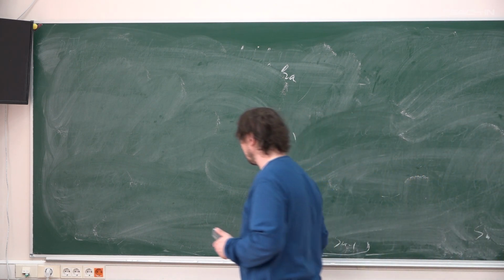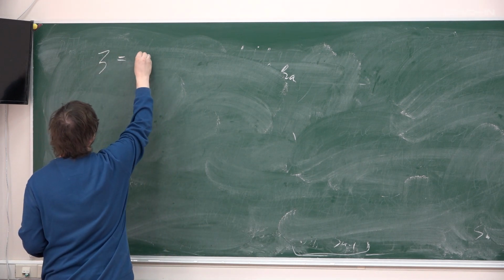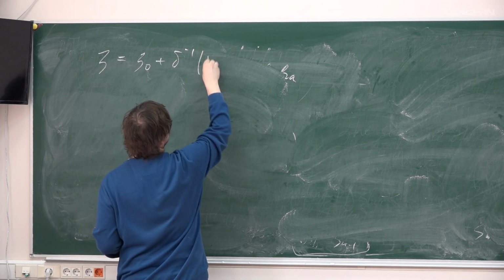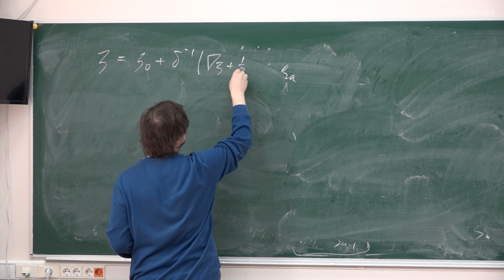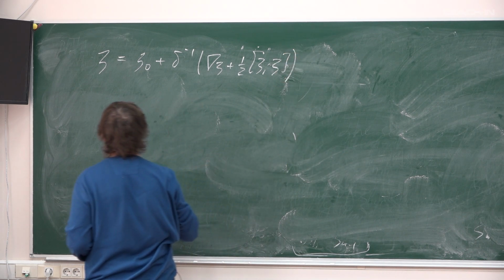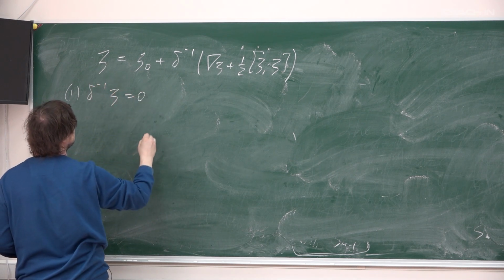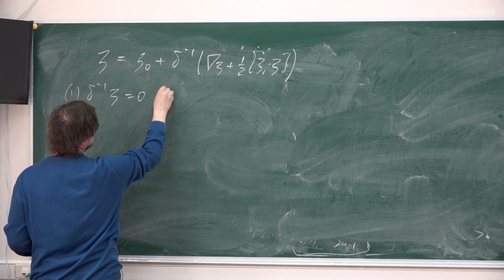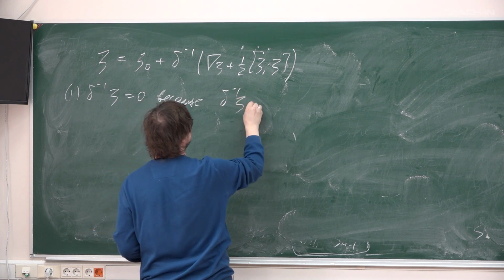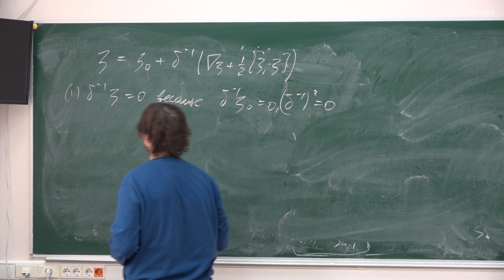Okay, so we have zeta, which verifies the equation zeta is equal to zeta 0 plus delta minus 1 of nabla zeta plus 1/2 of the commutator zeta comma zeta. So I claim that, first of all, delta minus first zeta is equal to 0, but that is automatic because delta minus first of zeta 0 is equal to 0, and delta minus first square is also 0.